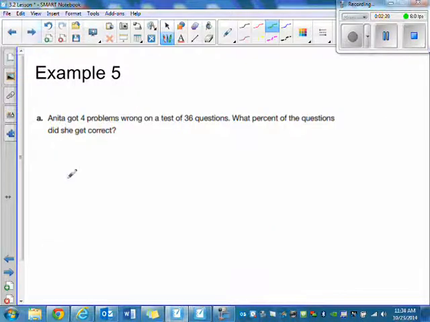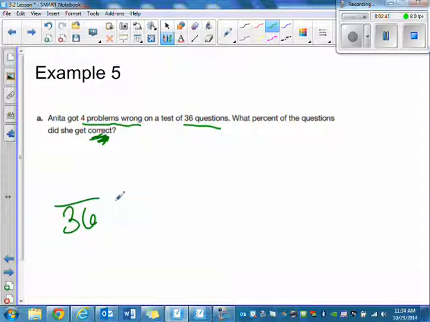Okay, last example. Anita got 4 problems wrong on a test of 36 questions. What percent of the questions did she get correct? So here again, this is one we have to read really carefully. She got 4 problems wrong on a test of 36 questions. What percent of the questions did she get correct? So there were 36 total. It was out of 36. I want to know what percent out of 100% did she get correct.